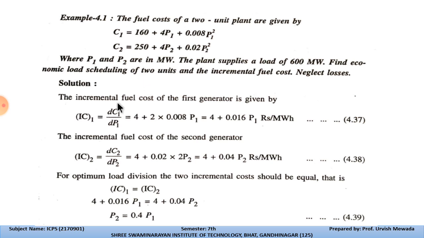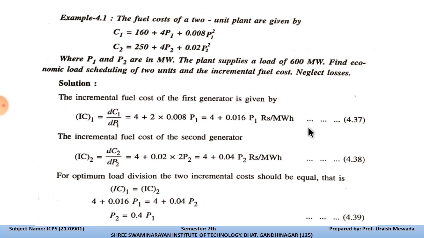First of all, for the incremental fuel cost, we have the equation IC1, for which we differentiate C1 with respect to P1. So for P1 that will be 4 plus 1, then plus 2 into 0.008 P1. So the solution is 4 plus 0.016 P1, in rupees per megawatt hour. This is equation number 1 for IC1. Similarly for IC2, the incremental fuel cost of the second generator, we differentiate C2 with respect to P2. So 4 plus 0.02 into 2 into P2, so that will be 4 plus 0.04 P2 rupees per megawatt hour. This is equation number 2.